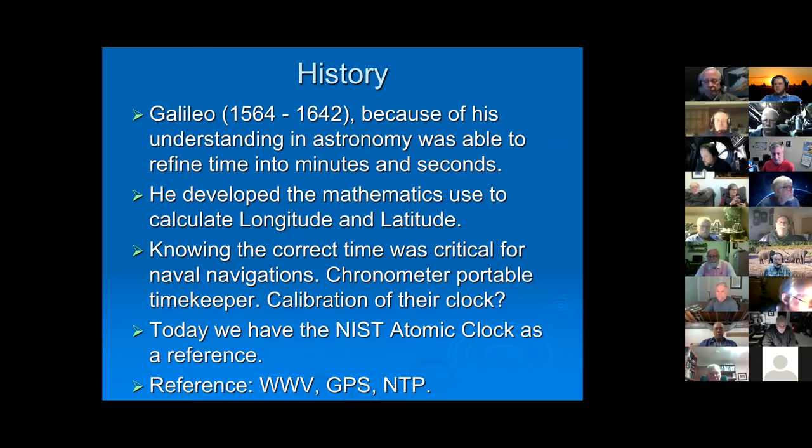He's the guy that came up with the mathematics and the need for time in calculating longitude. We knew latitude, going north and south, but longitude, going east and west, we really didn't have a good clue how to divide up. So he came up with math that allowed ships to navigate the Earth. That third bullet there: knowing the correct time was critical for navigating the Earth.